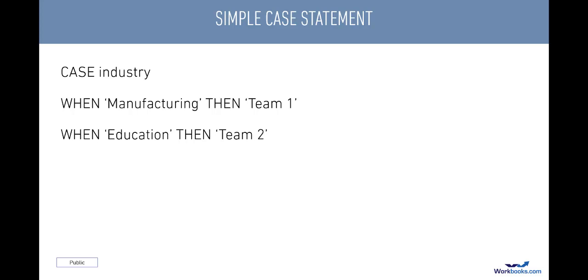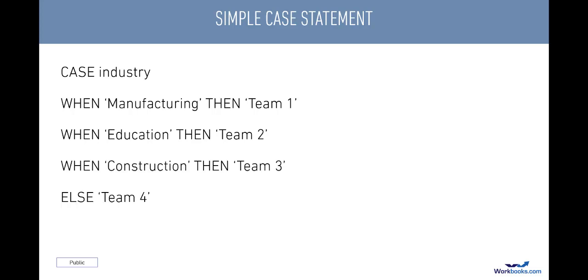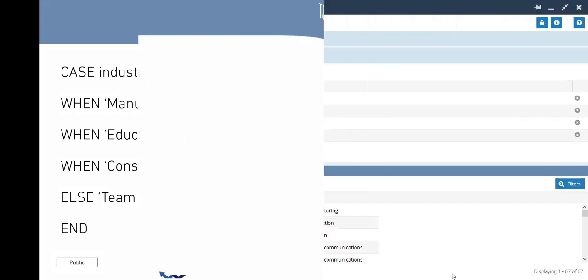Next, you repeat the syntax of the previous row, but changing the value that you're looking for and the output value, and so on until you've entered all the values that you're looking for. Then you use the else clause in case there's anything you haven't defined already in your formula, and finally you use the word end to close off the formula. So I'll go into Workbooks to build that out.